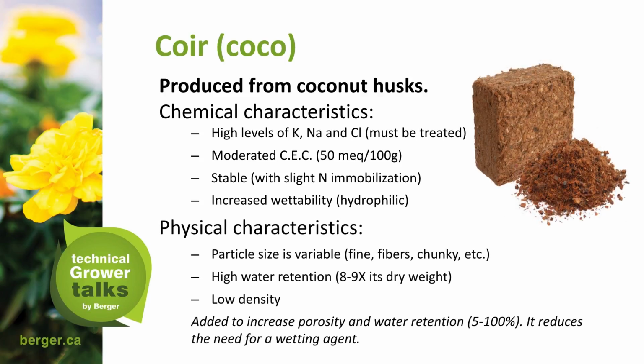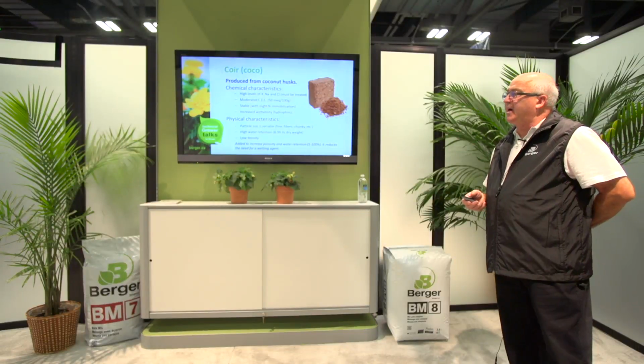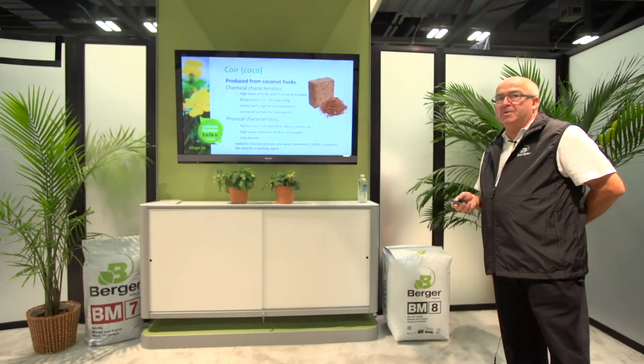Physical characteristics: particle size is variable, fine, fibers, chunky, etc. High water retention, 8 to 9 times its dry weight. Low density, added to increase porosity and water retention, 5 to 100%. It reduces the need for a wetting agent. And again, it reduces the need, but there is still, because many times it will be added to peat moss, there is basically still a portion of a wetting agent that has to be added to stabilize the peat moss.